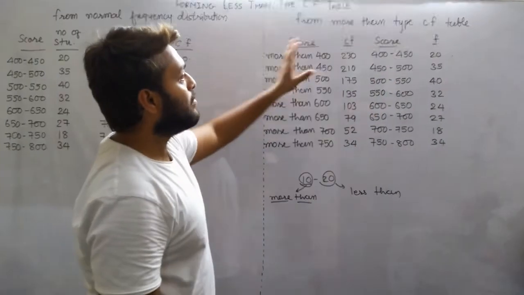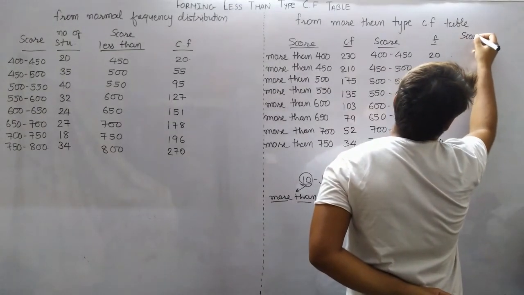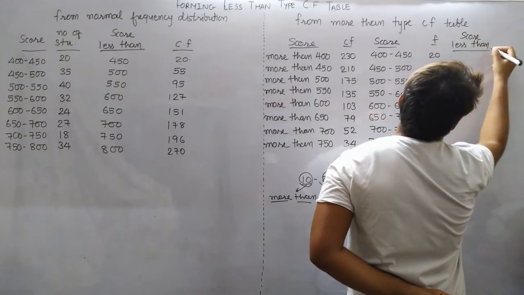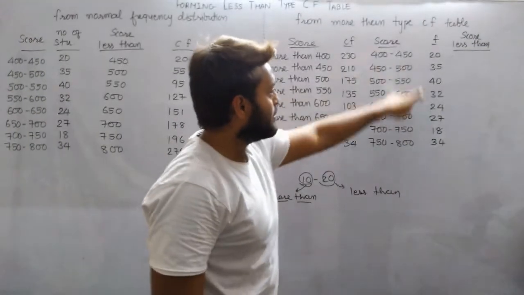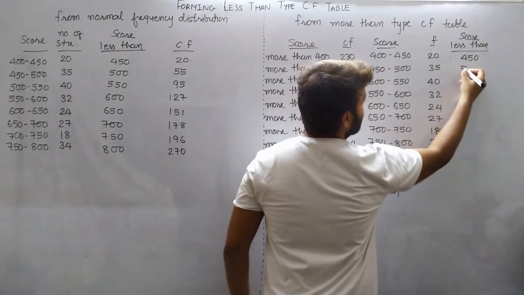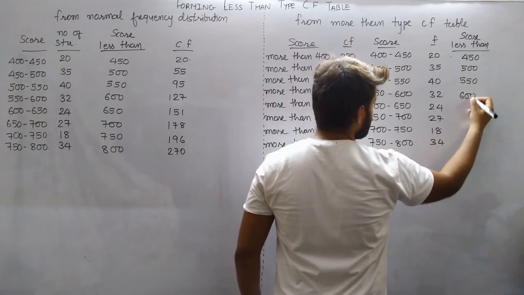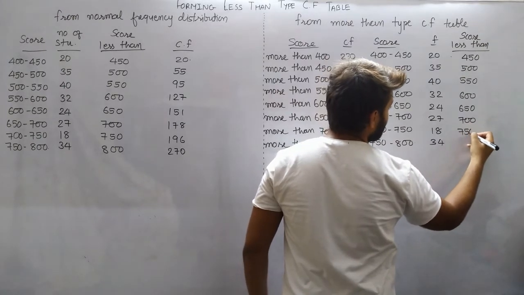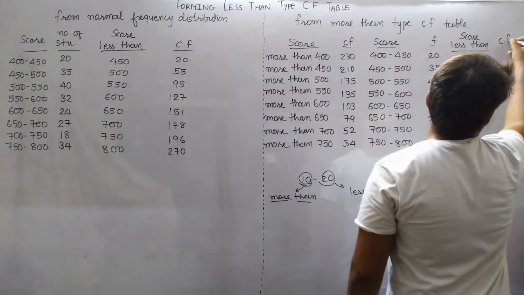Now we need to make it the less than type of cumulative frequency. So score less than, I will denote it score less than. As I am taking less than, I should take the upper limit. These are the upper limits: 450, 500, 550, 600, 650, 700, 750, 800. And here I should take the CF.